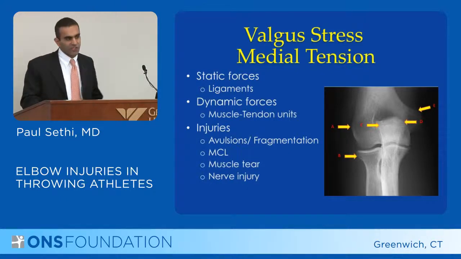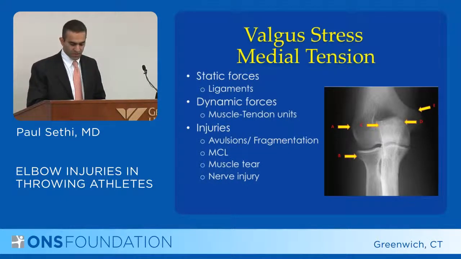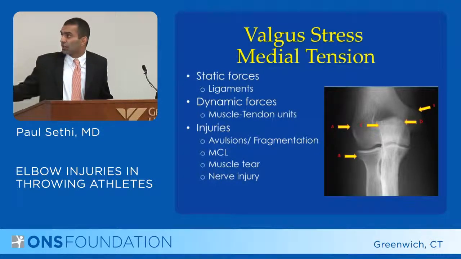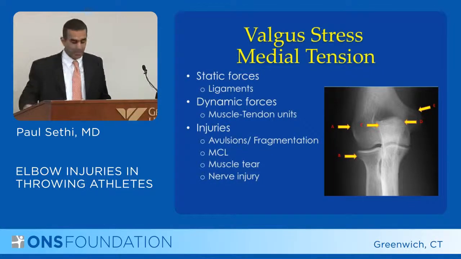This is the crux of my talk, and I'm going to take one extra minute to really think about this. This is an x-ray of an elbow. On the top is the humerus, on this side is the ulna, and this is the radius. This is the lateral side, and this is the medial side.